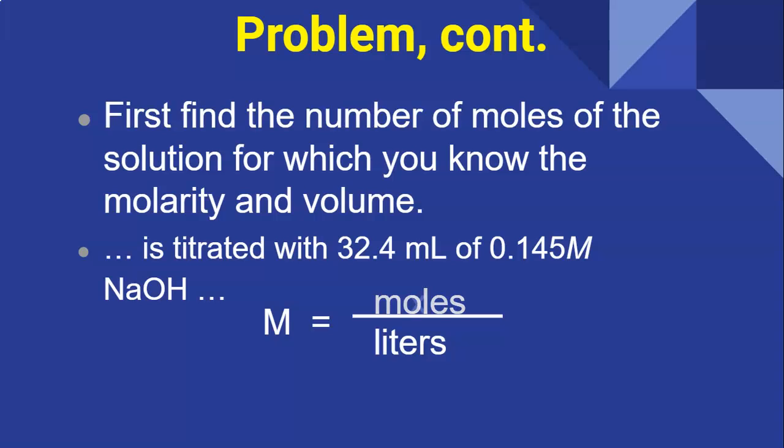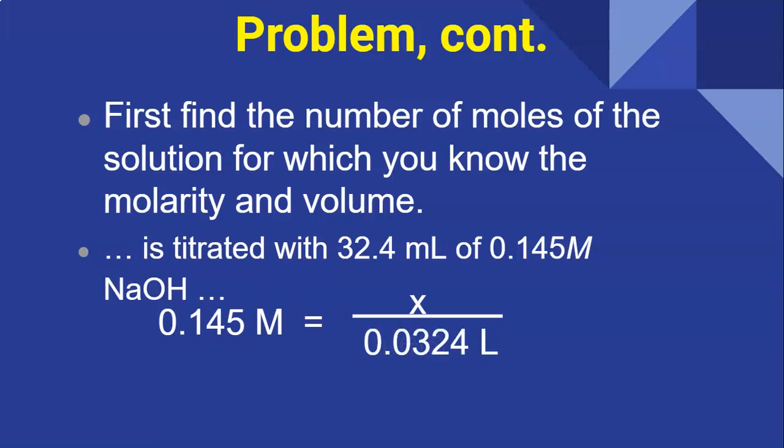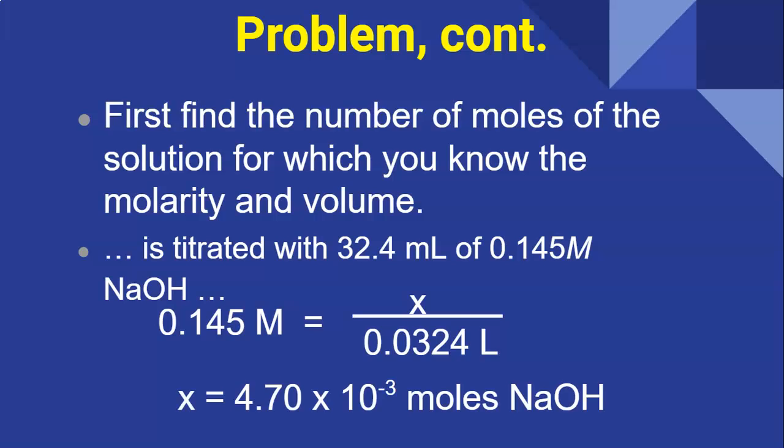So your moles are x, your molarity is 0.145 M, and your liters, again, it's in milliliters, so I'm going to have to convert this by dividing 32.4 by 1,000, which gets me 0.0324. Since that's on the bottom, I multiply each side by it, and I get 4.70 times 10 to the negative third moles. It's a really small number, okay? So those are my moles of sodium hydroxide.